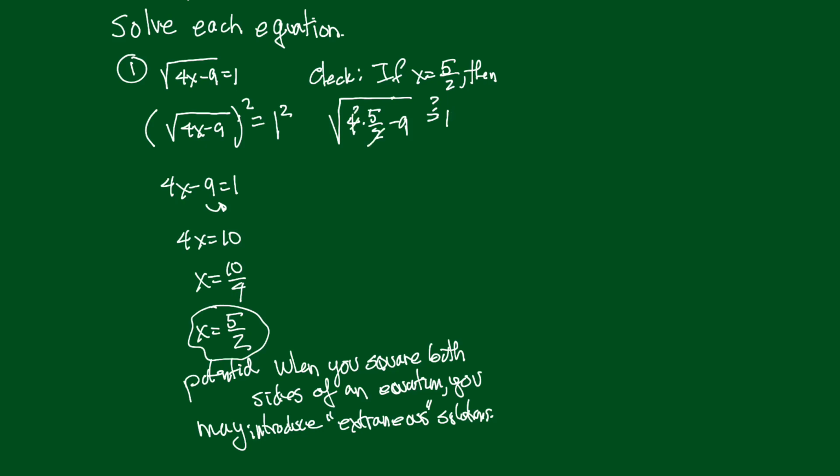2 will go into 4 twice, and then we get square root of 2 times 5 is 10 minus 9. Is that equal to 1? Well, this is the square root of 10 minus 9 is 1. Is that equal to 1? Square root of 1 is 1. Equals 1, and it checks. All right, now that I've checked it, now I conclude that x is equal to 5 halves. But I can't do that until I check.